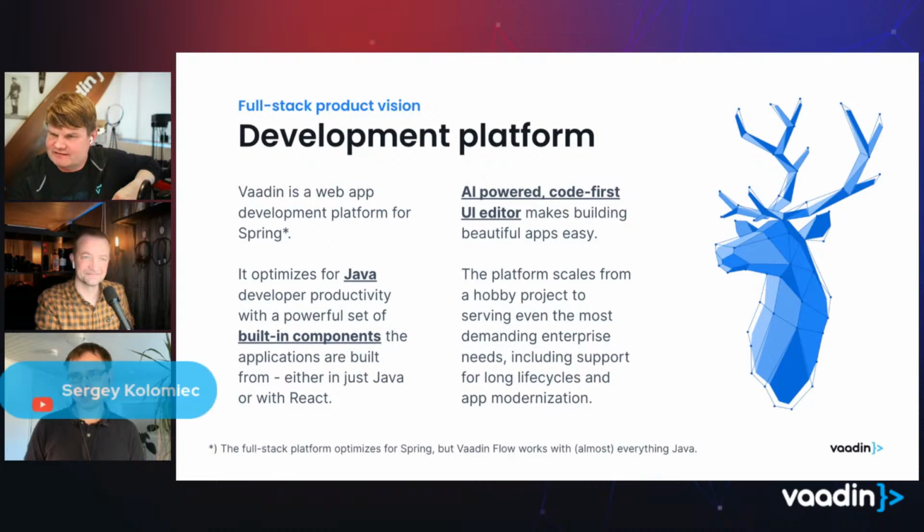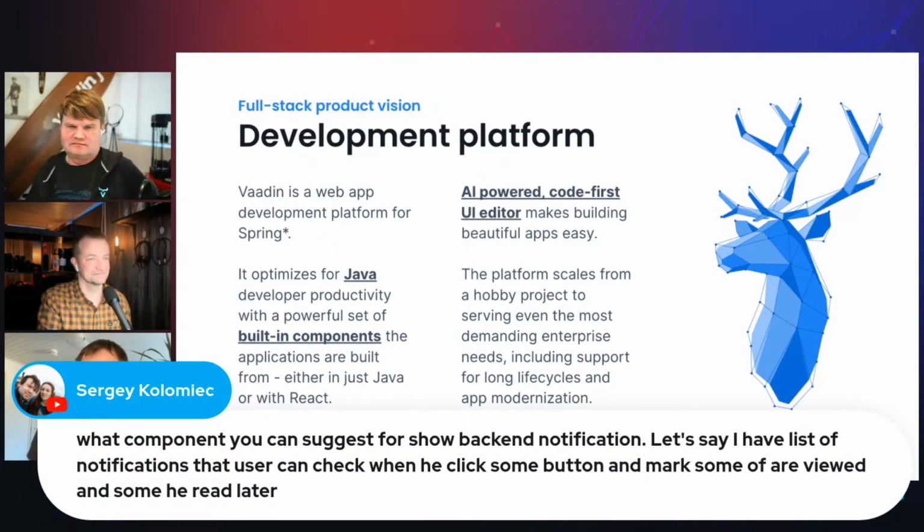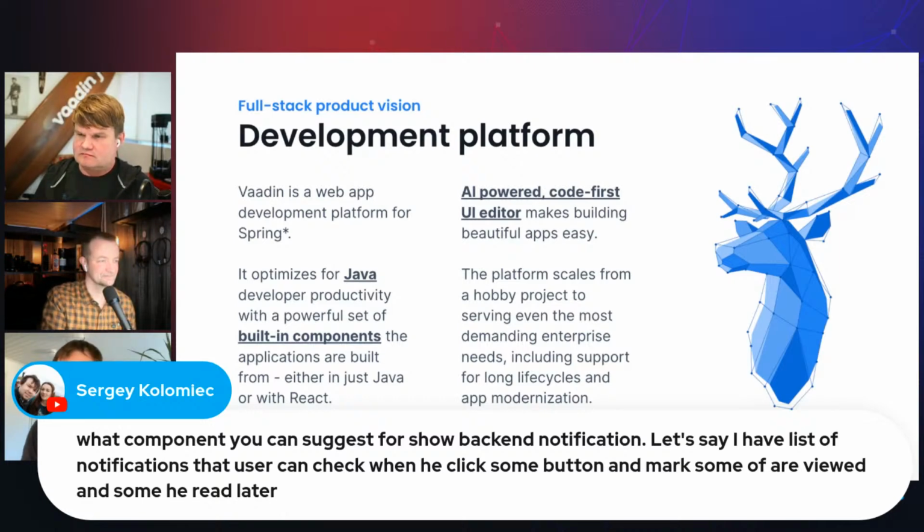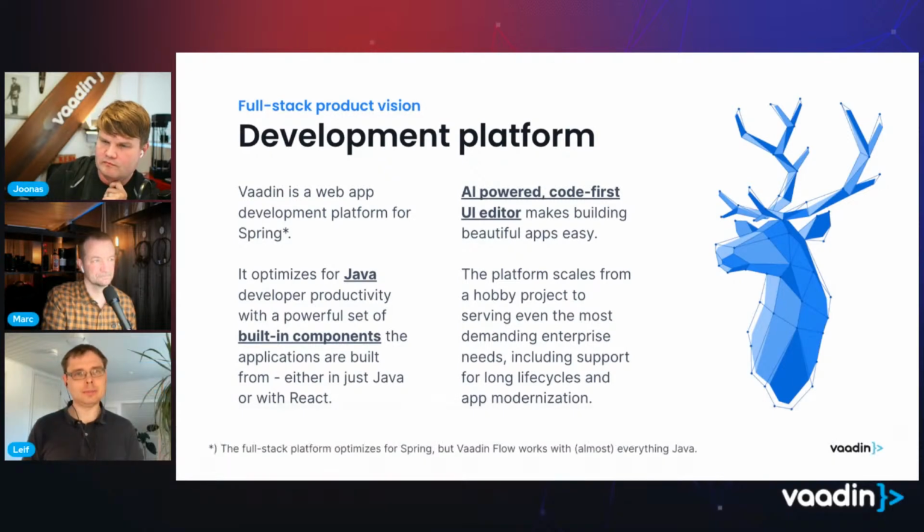So what component can you suggest for showing backend notifications? Let's say I have a list of notifications that the user can check when he clicks on a button, and mark some of them as viewed and some to read later. So this is quite a specific use case. I would say there isn't any single built-in component for this purpose. But it sounds like a list, so basically a vertical layout, for instance, of row objects, and each row object shows that notification, and it can have buttons or checkboxes, depending on your UI design, for marking as read or saying read later.